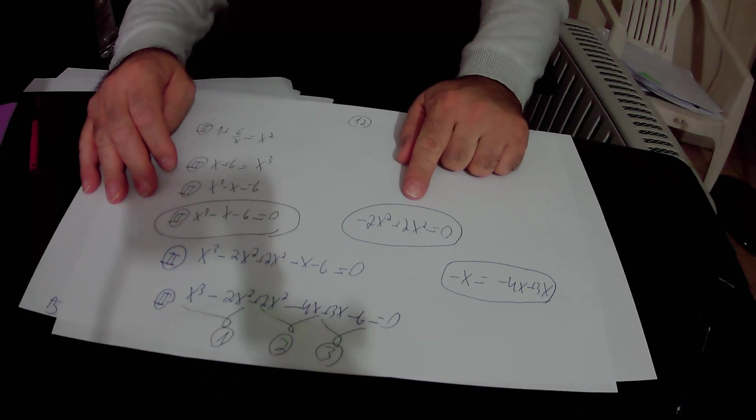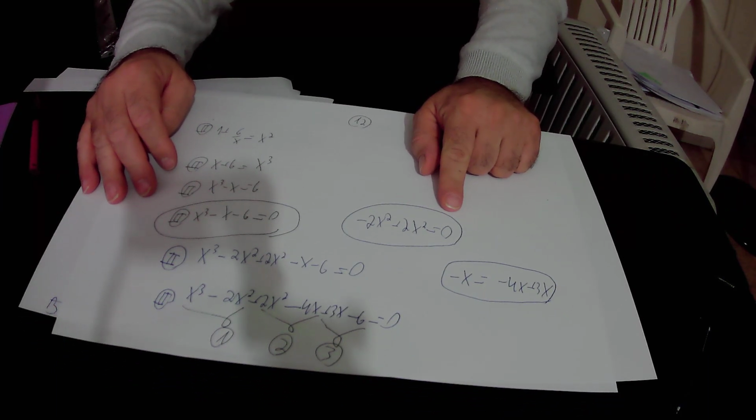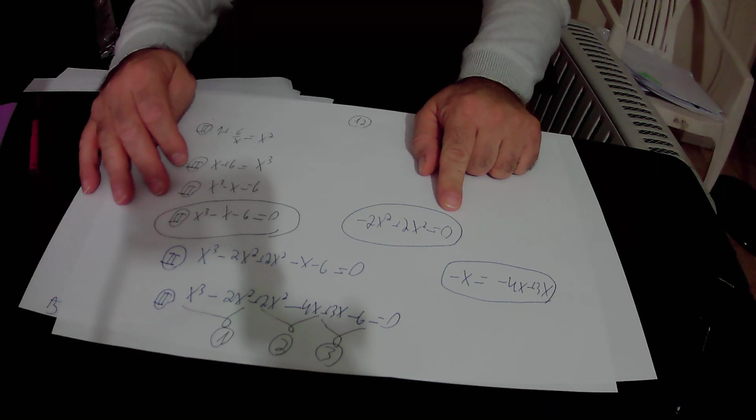We know that minus 2x squared plus 2x squared equals 0, so we can add 0 to the equation.